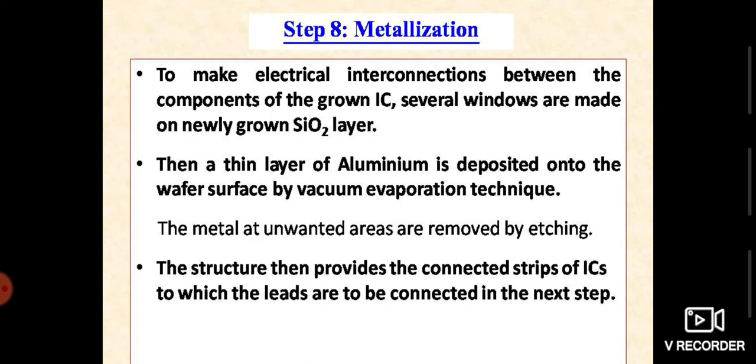The metal at unwanted areas is removed by etching. See the last point. The structure then provides the connected strips of ICs to which leads are to be connected in the next step, that is the scribing and mounting step.